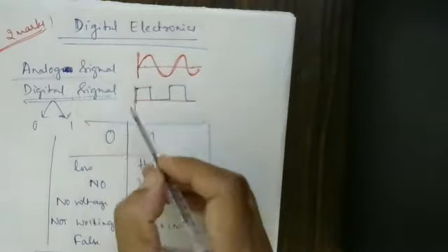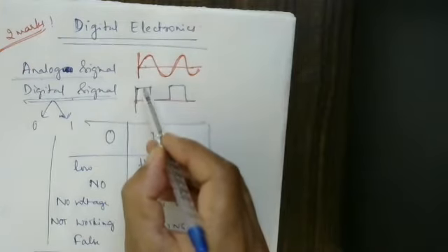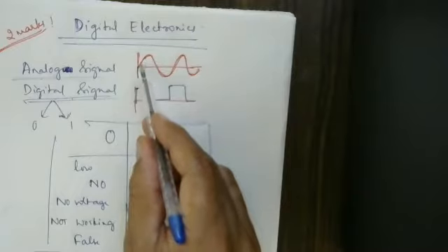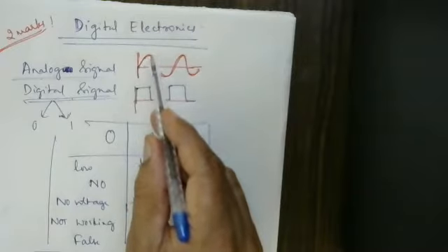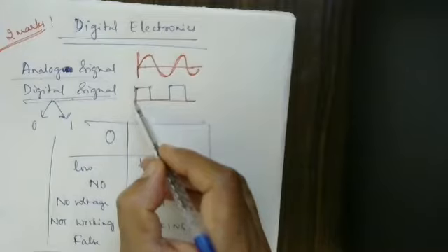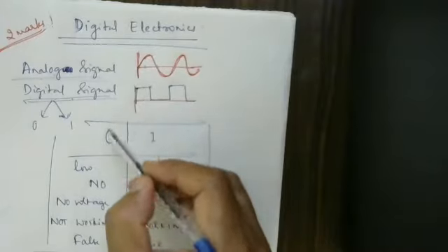A digital signal means either it is 0 or it is 1. If a student is taking an examination, he can score 0, 1, 2, 3, 4, 5, 6, whatever the marks. Here it is not like that. A student writing an exam either gets 0 marks or gets 100 out of 100 marks. That is 0 and 1.